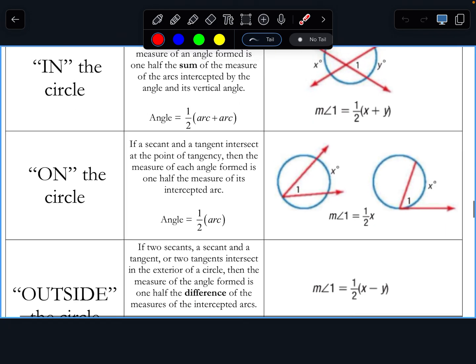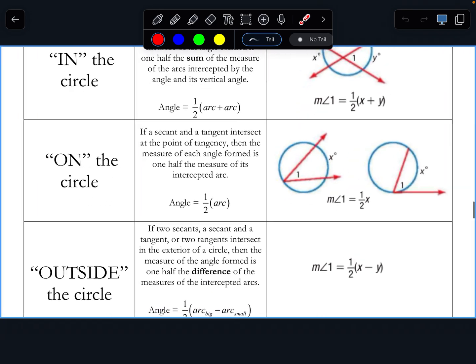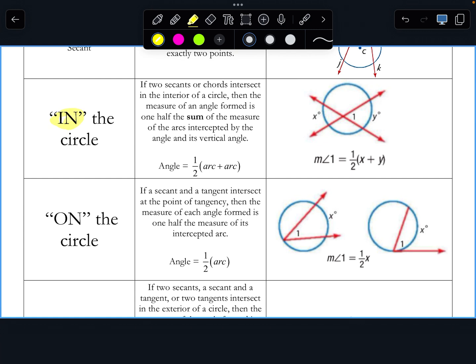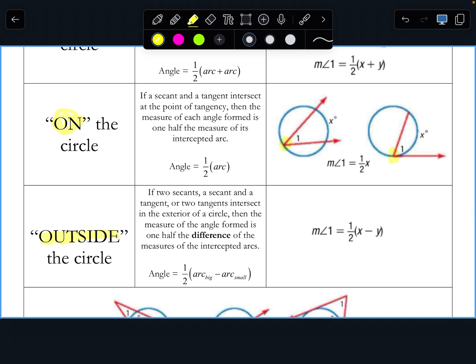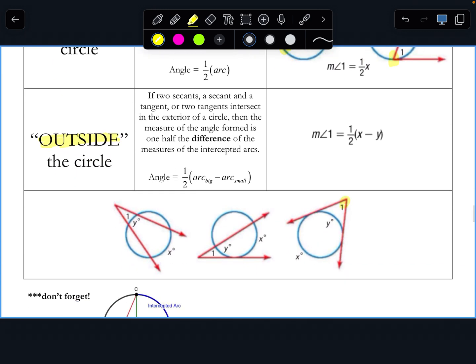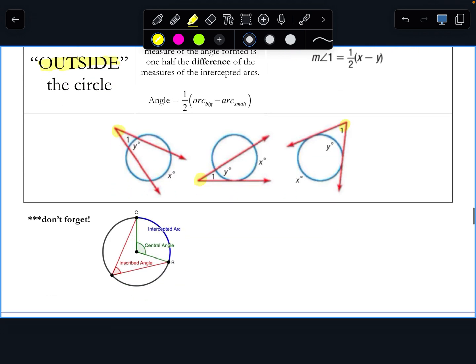But basically, here's the gist for all these different angles. If the angle is in the circle but not in the middle, you're going to follow this formula. If it's on the circle, you've already done this. You're going to cut the arc in half. You're going to follow that formula. And if it's outside the circle, what happened to my picture? Oh, there it is. So if the angle vertex is outside the circle, you're going to follow that formula. That's the gist.